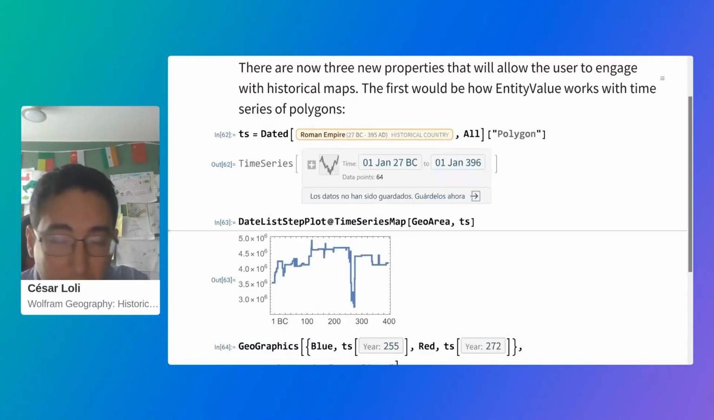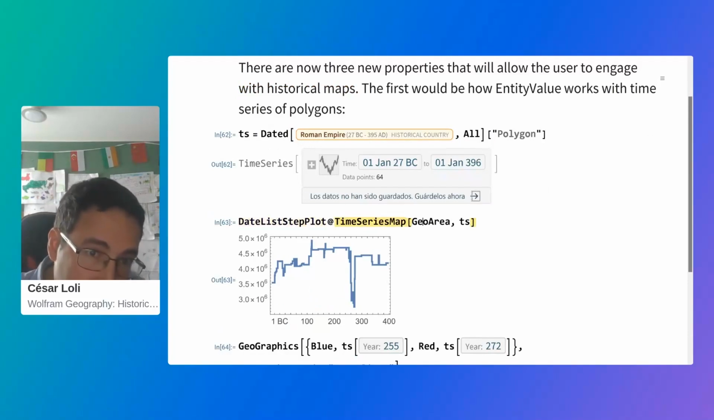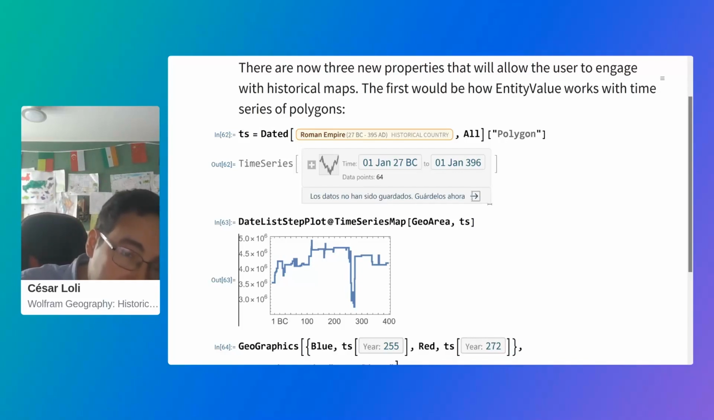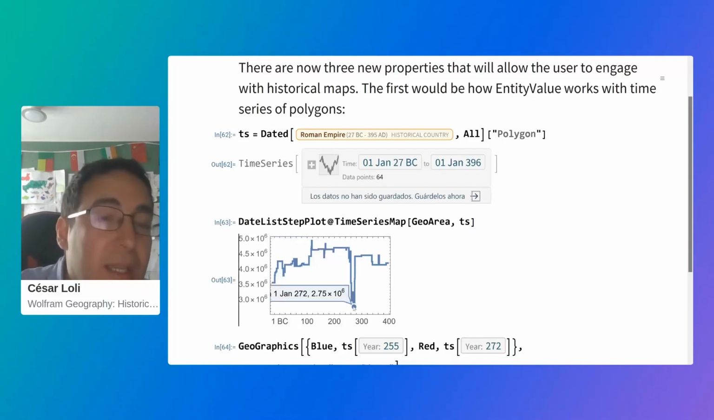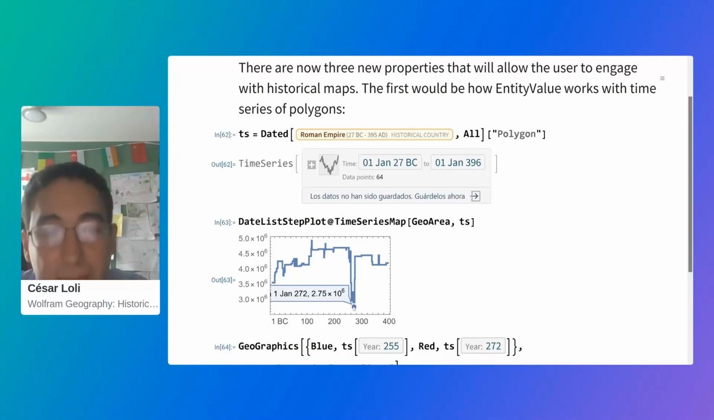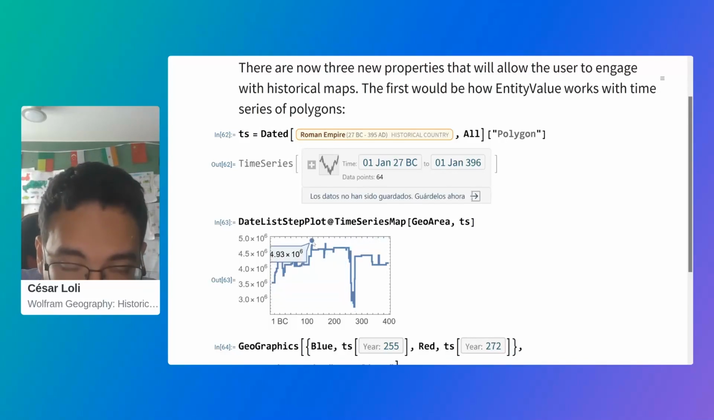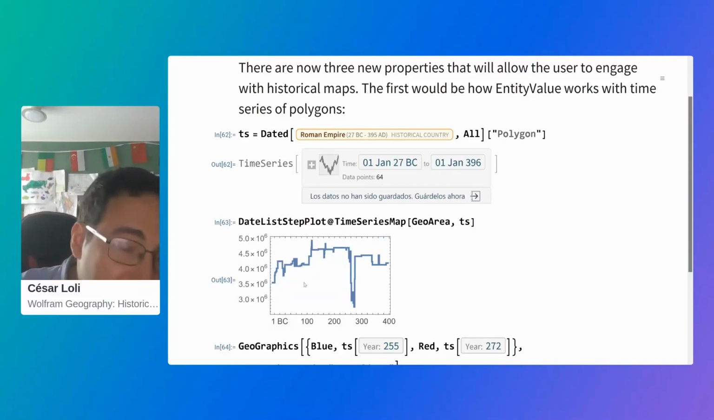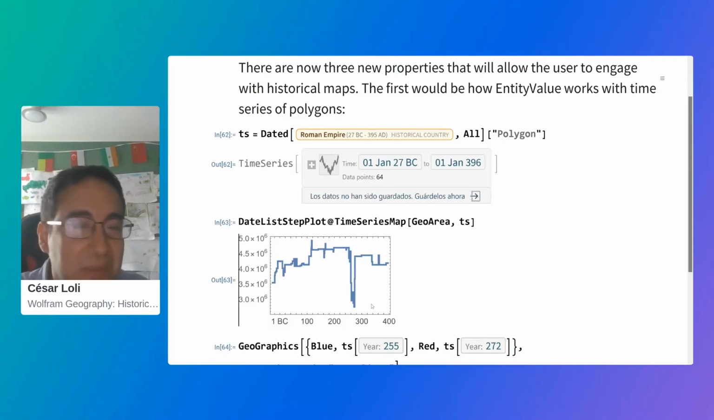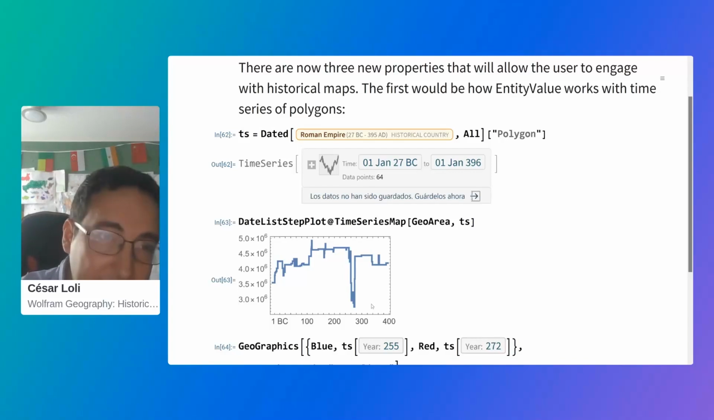With just a few calculations, we can do something like this and see how the area that this empire covered changed over the centuries. We can see here, for instance, where I am pointing, the famous 3rd century crisis. Here is the maximum expansion. This chart itself talks to us a lot about history, more than any single map could do.